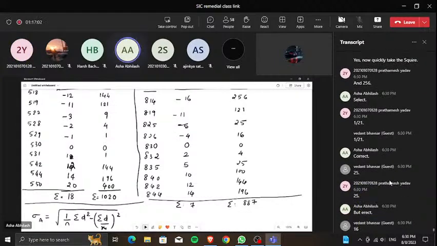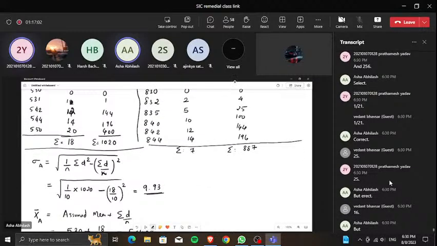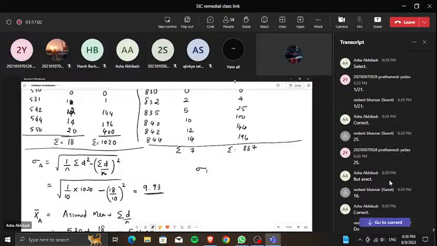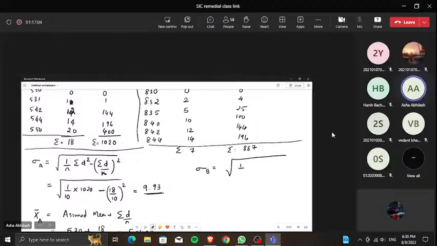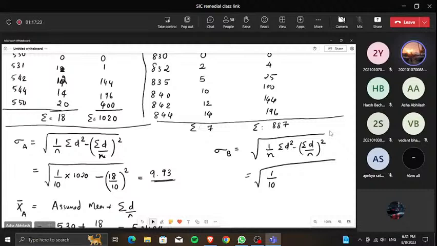Just check that. I have not checked the summation. Okay. So just like the previous case, we can calculate the standard deviation for group B by using the formula: square root of 1 by n into summation d square minus summation d by n whole square. And here also n is equal to 10, right? Recording is there, na? Continuing, na?